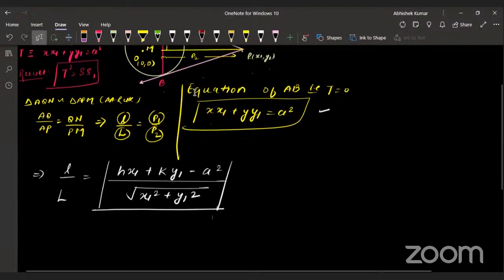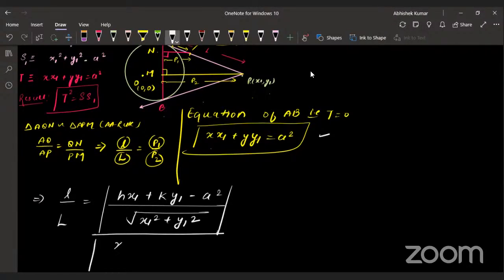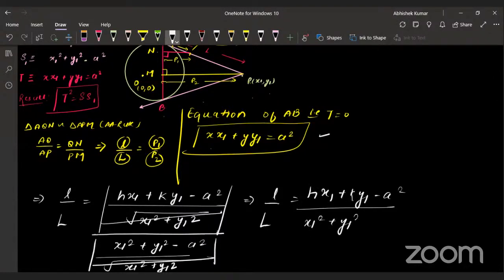Similarly, the distance of another point P from the same line, what will you get? You will get x1 into x1, so x1 square plus y1 square minus a square upon root of x1 square plus y1 square. Right or not? Okay. It will cancel out. All right. Clear? So what do I have? Small l by capital L is equal to hx1 plus ky1 minus a square upon x1 square plus y1 square minus a square. Fine. I calculated P1, P2 for you.